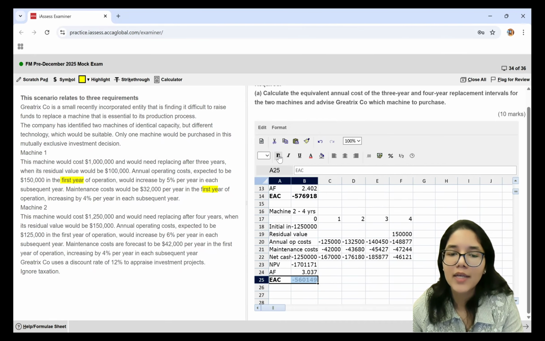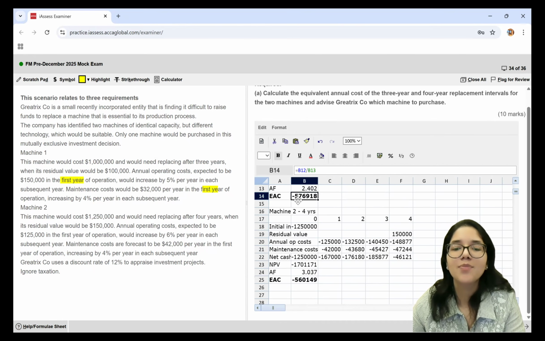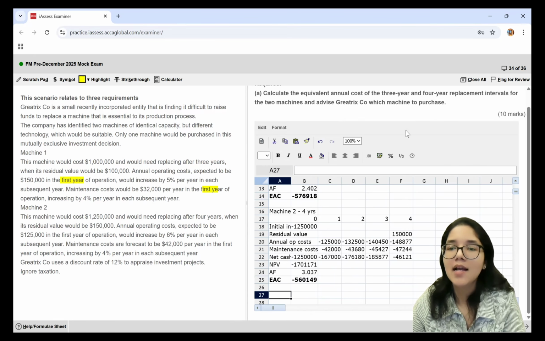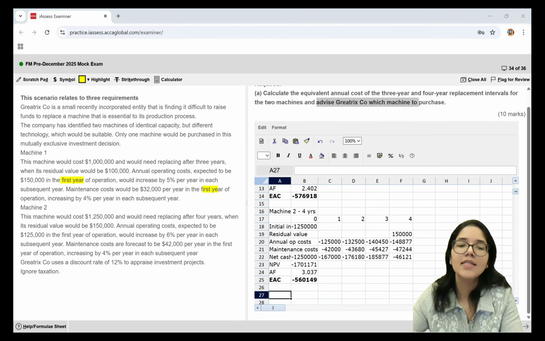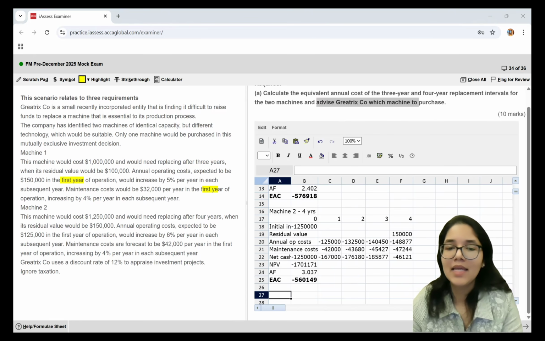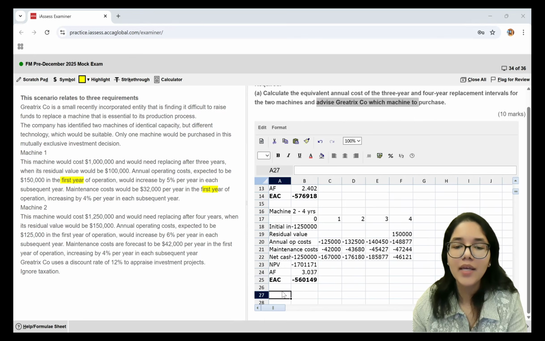So let's do a comparison. Which out of the two is going to be cheaper for the company? In machine 1, I spent this much money, 576,000, or roughly you can say 577,000 every year. Here it is 560,000. So machine 2 is lower. So as a result, what recommendation will you write? Because you're supposed to give advice also. The advice that you will write is that the 4-year replacement interval has the lowest EAC. So machine 2 should be purchased.